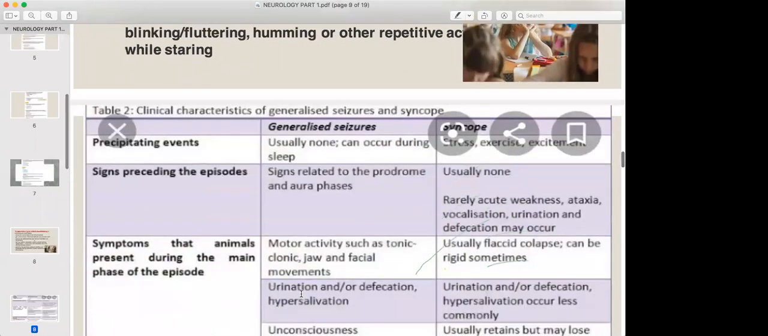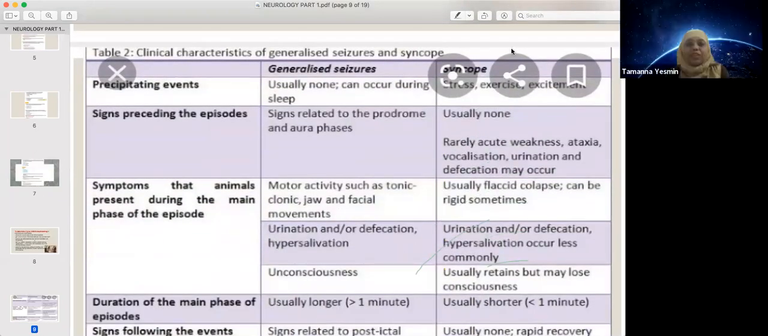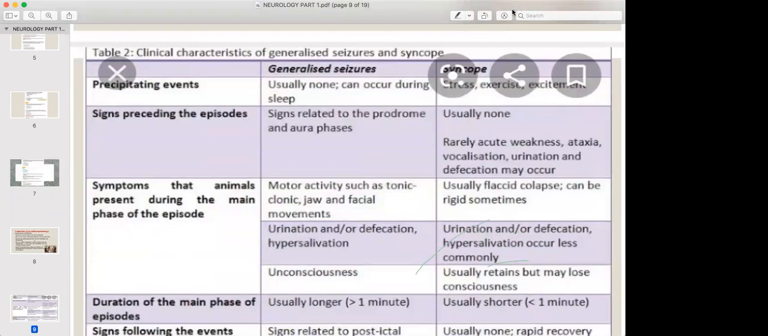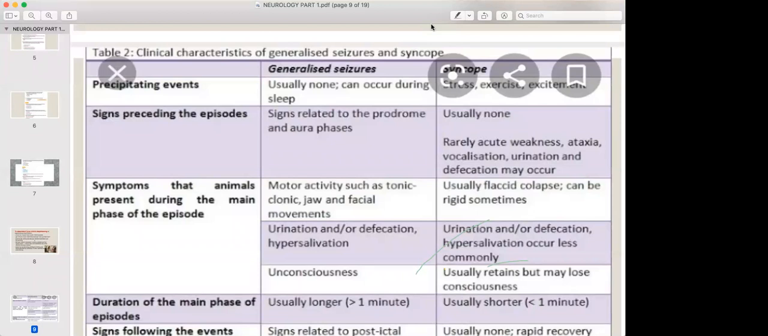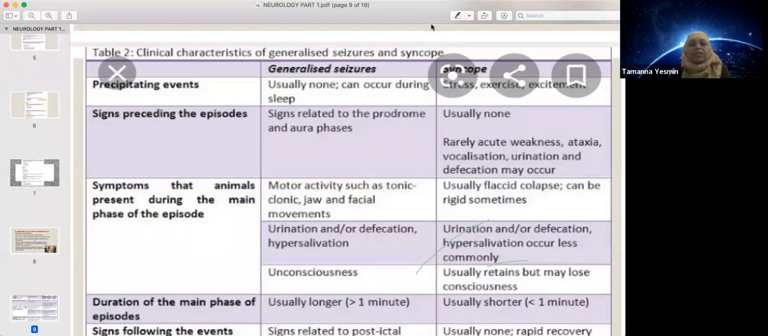Next, this is a very important slide. This slide indicates the clinical appearance of generalized seizure and syncope. Is the slide clear to you? Yes, ma'am. So what is the difference between a seizure and a syncope? I already told you the child cannot recall during seizure, and seizure is usually more than 1 minute, but syncope is usually less than 1 minute.